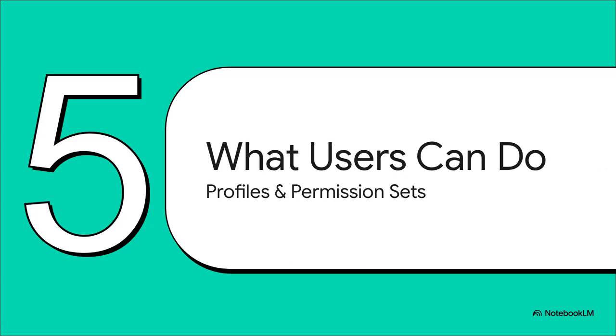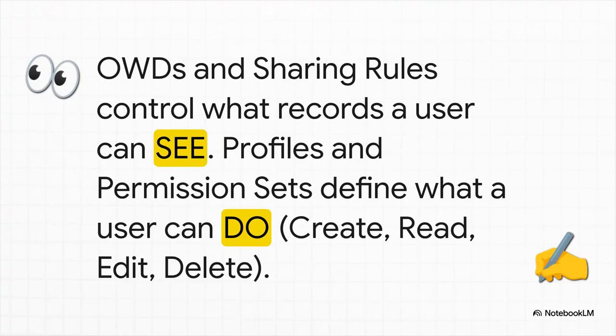Okay, big shift here. So far, we've been completely focused on what records people can see, but that's really only half the story. Now we need to define what users can actually do with the records they have access to, and for that, we turn to profiles and permission sets. And this is such a critical distinction. Just because you can see a record doesn't mean you can edit it or, heaven forbid, delete it. Those are two totally different things.